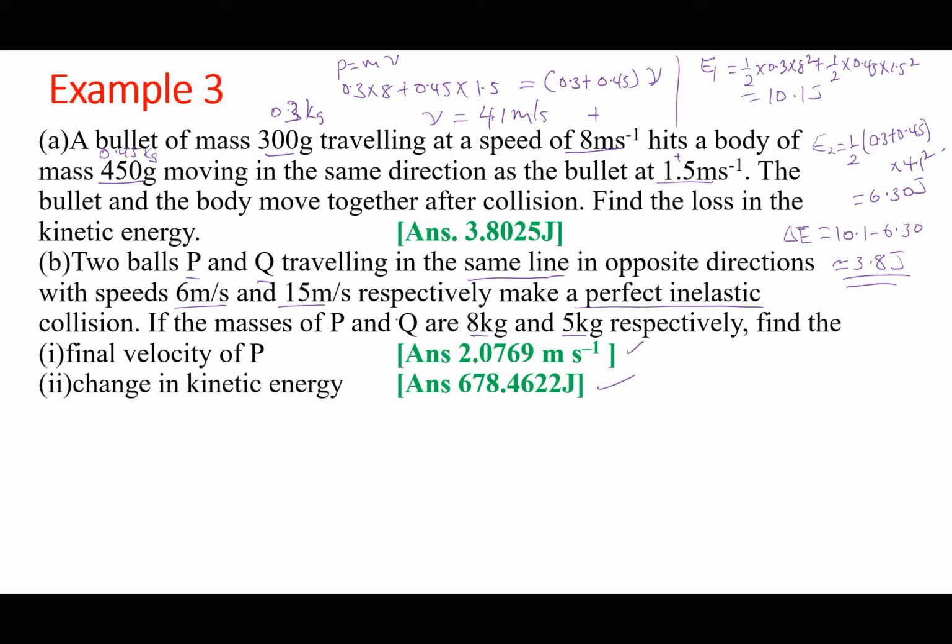So they are traveling on the same line in opposite directions. So if they collide, they must be moving towards each other. So let this be P, let this be Q. Let this be 6 meters per second, and let this be 15 meters per second. That is before. Then after, because it is a perfectly inelastic collision, we expect that they stick together.